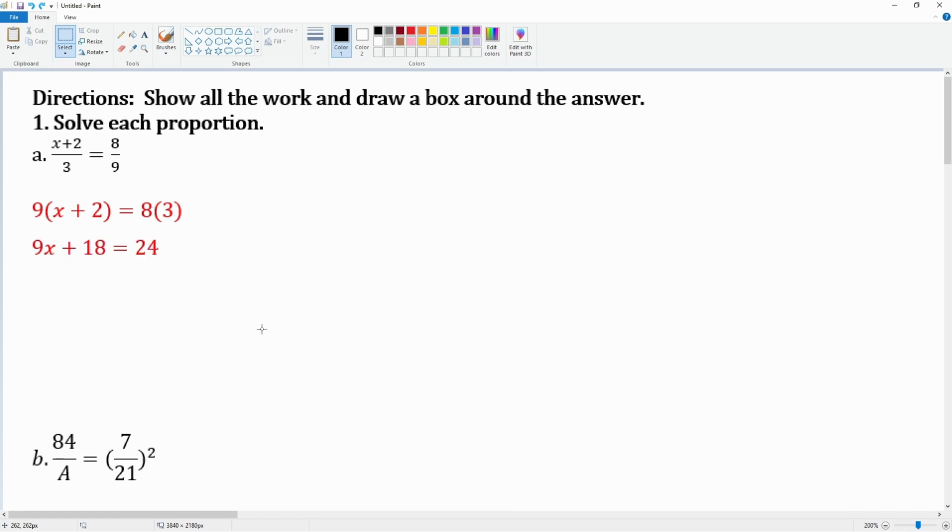You're going to distribute that: 9 times x is 9x, 9 times 2 is 18. On the right-hand side, 8 times 3 is 24. Minus 18 from both sides, so you can get x alone. 9x is equal to 6. Then divide by 9 on both sides, you get 6 over 9, but make sure you simplify it to 2 over 3.